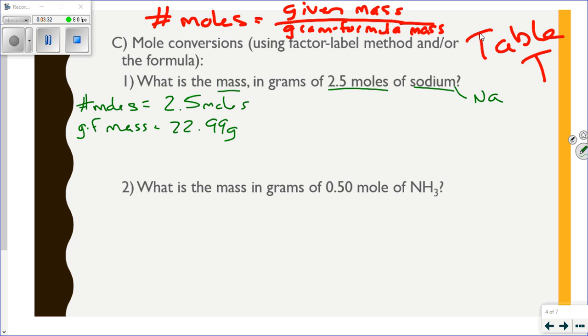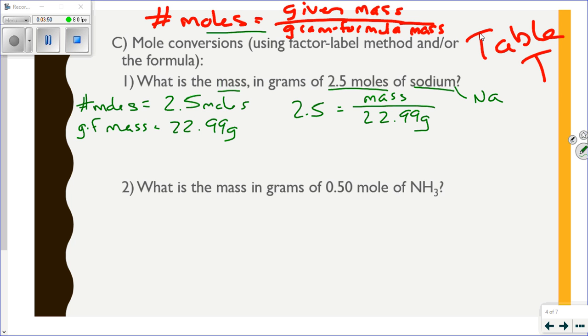So now we can do our little conversion. Let's plug into our formula up here. We have the number of moles is 2.5. We are looking for the given mass. I'm just going to leave that as M. That's what we're trying to find. And over the gram formula mass is 22.99 grams in every mole of sodium.